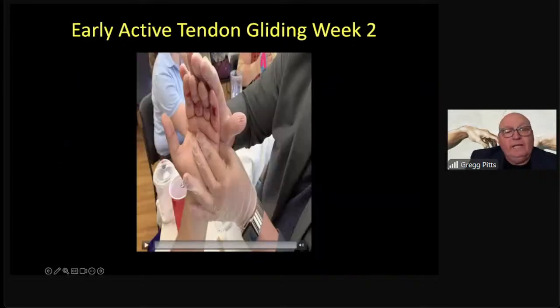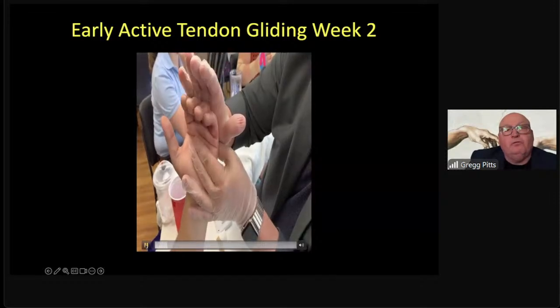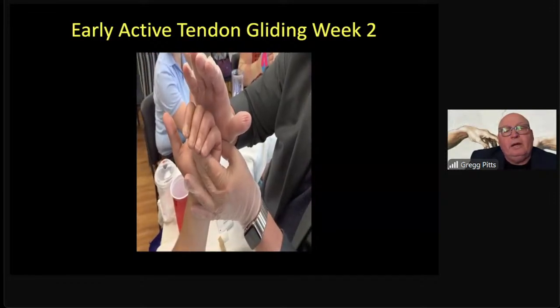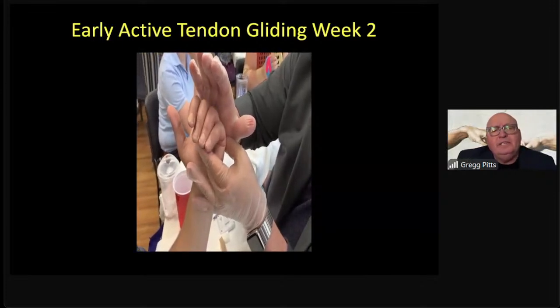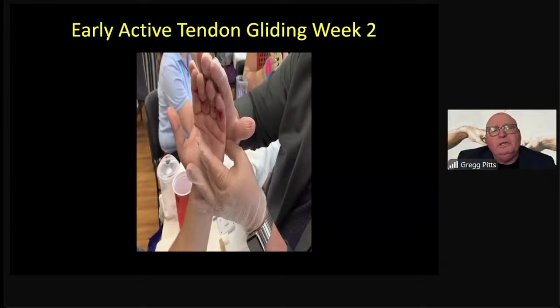Here's a short video that shows early motion. So this is a 4-finger repair in zone 2, and he's at 2 weeks out. He's at 2 fingers, moving incredibly good.